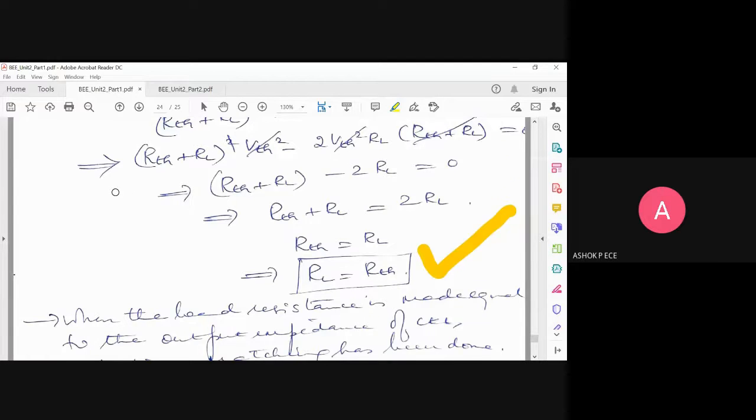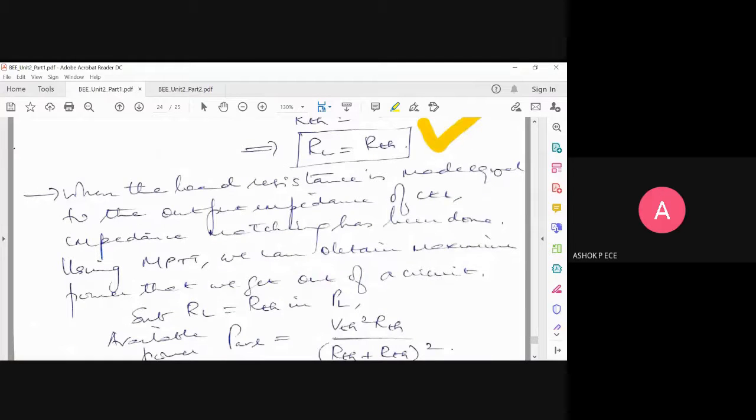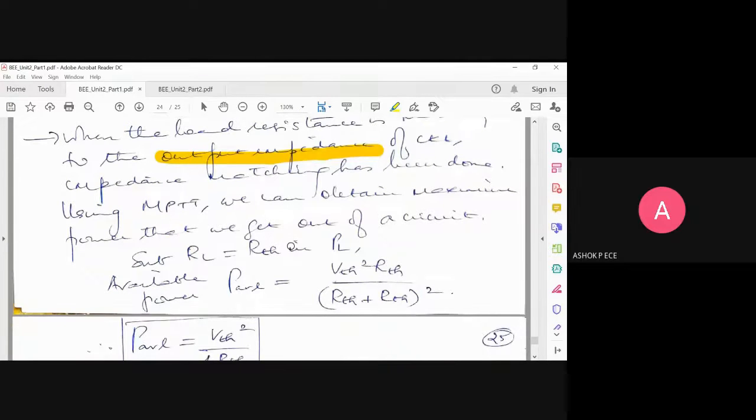See the concluding line. When the load resistance is made equal to the output impedance of the circuit, impedance matching has been done. Output impedance means it is your Thevenin's impedance. They say impedance because in case you go for an AC circuit, you have to replace the word resistance by impedance. So we can get maximum power when RL equal to RTH.